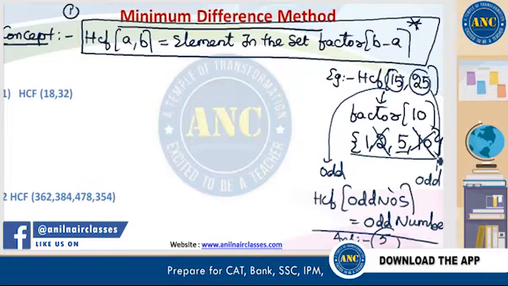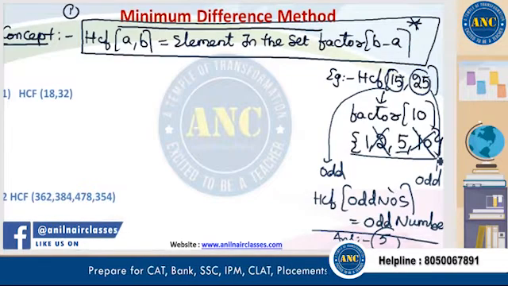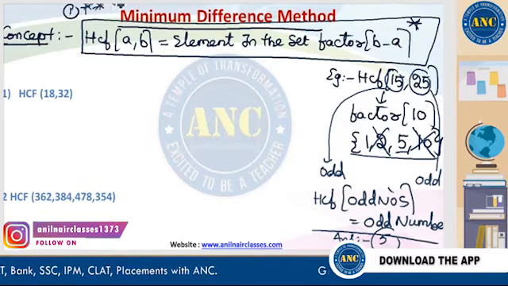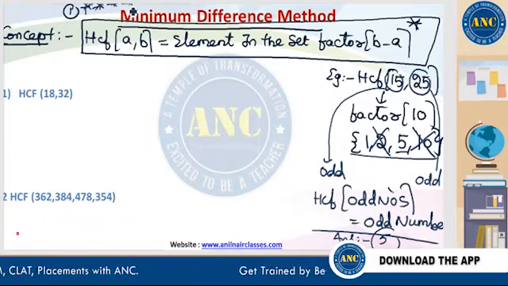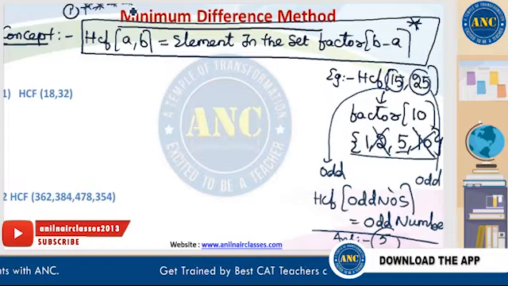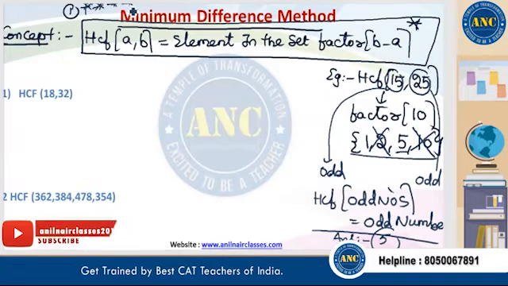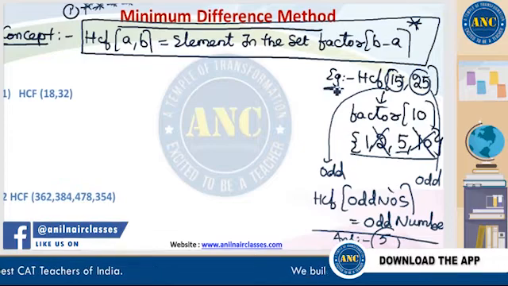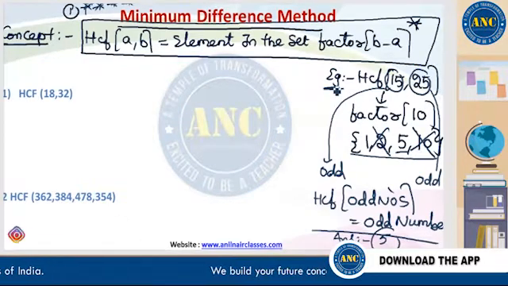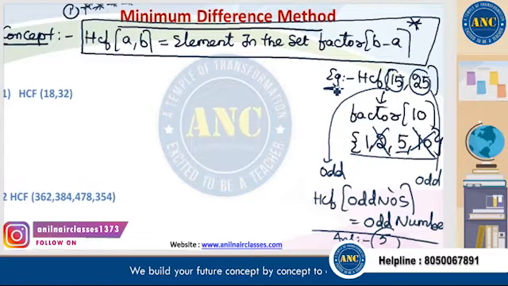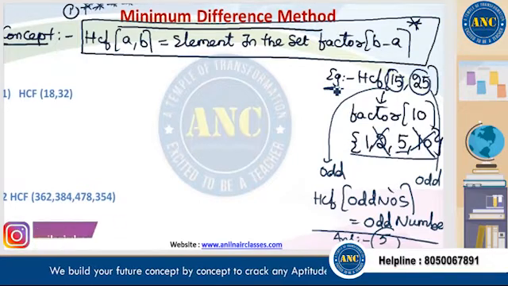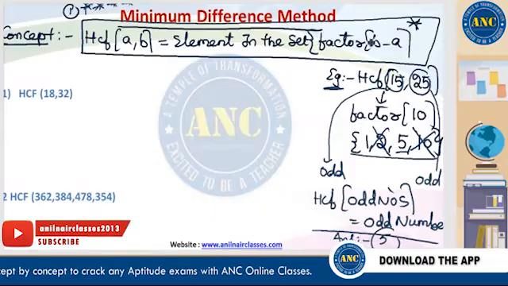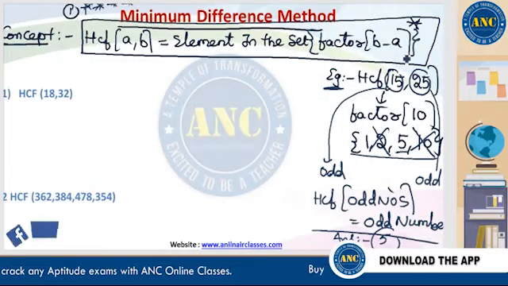HCF of any two numbers is an element in the set factor of B minus A. Extremely important first concept. Why should it be a factor of B minus A? I took an example to show how it can be an element in the set factor of B minus A.